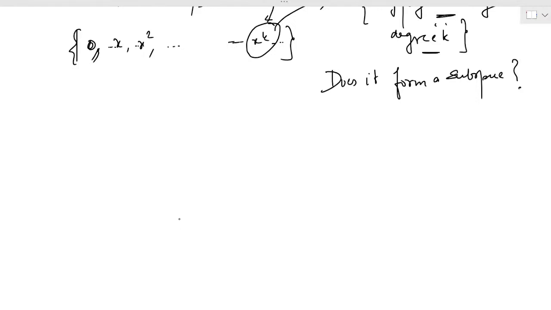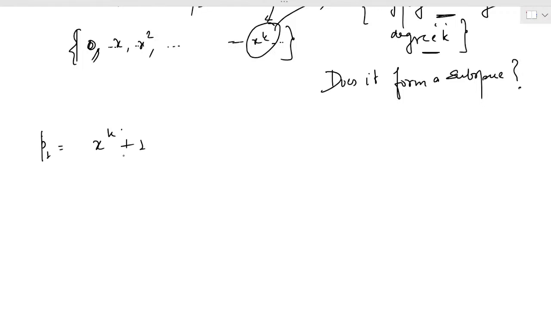So let me take an example and understand. Let me give you an example to make you understand that this does not form a subspace. Why? Let us take an example of x to the power k plus 1. So clearly, one of the elements p1 can be this, with degree exactly k.